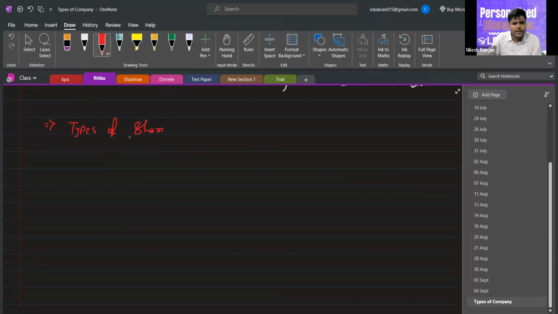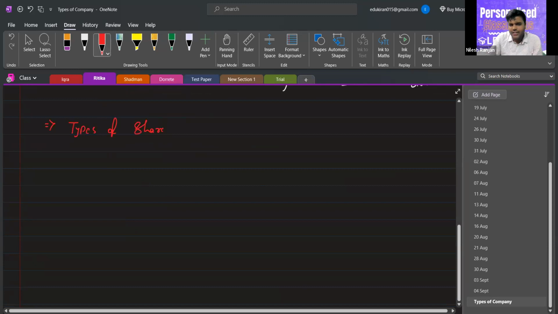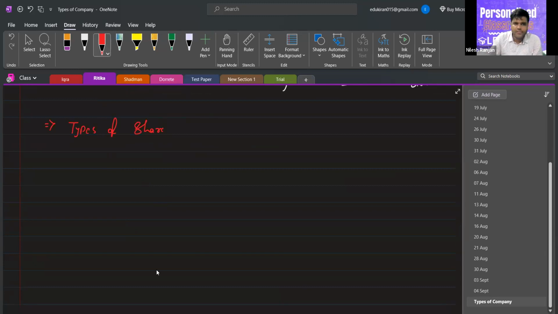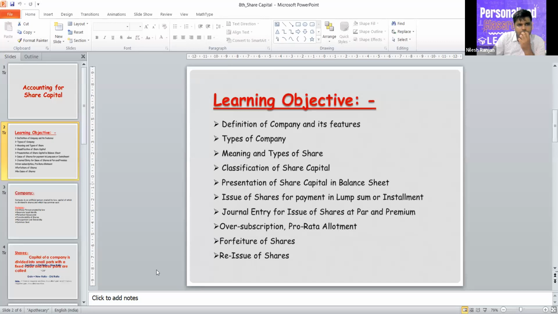Just 1 minute. I have told you about types of share, I think. So this would be authorized. So equity share and preference share. Yes, yes, I have told.